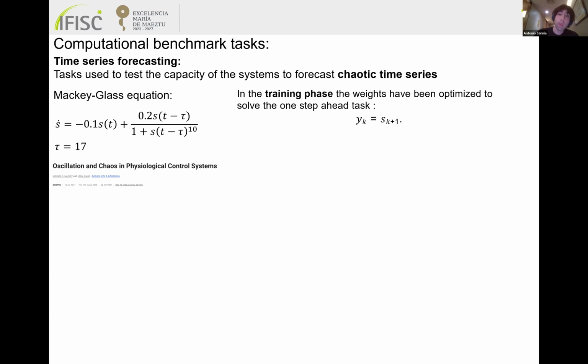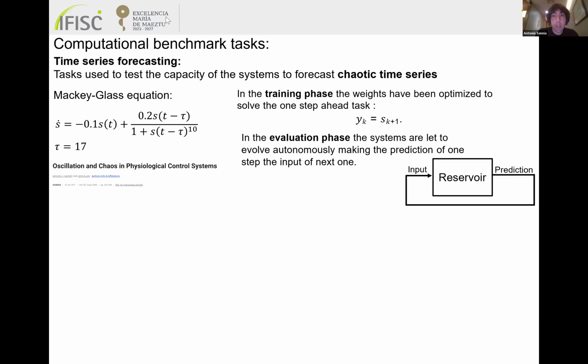And in our case, we tested the capability of the reservoirs to forecast the value of this solution. We consider this framework. We train the reservoir to predict the one step ahead value of the time series. So the training consists of having a value of the Mackey-Glass time series, and the reservoir has to be able to predict the next one. So we train the reservoir with the numerical solution of the differential equation.